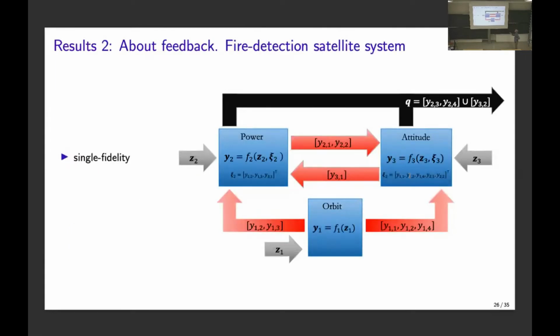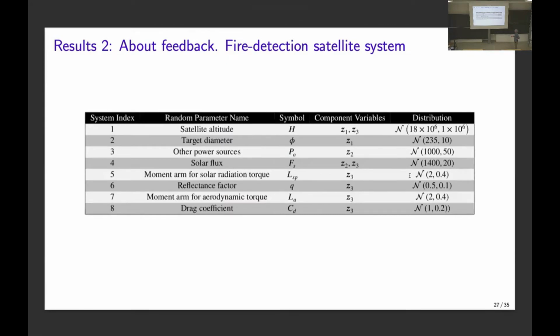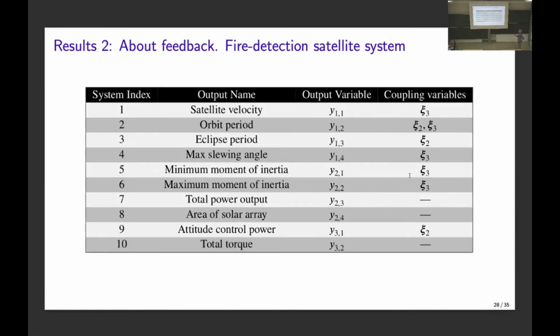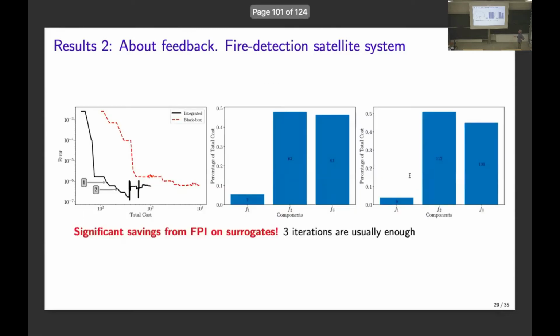And now this is the fire detection thing that I was mentioning. This has 8 random inputs and 11 or 7 coupling variables. I'm not even going into what each thing is. We see there are parameters controlling the satellite position, parameters controlling this and that. These are the quantities that are being exchanged between each submodel. So you see satellite velocity and orbit period are computed by one model and output into the other. There's a torque, there's momentum of inertia, and so on.